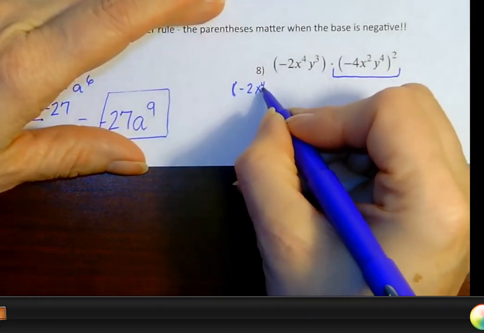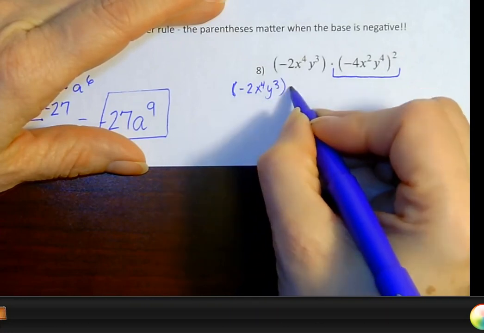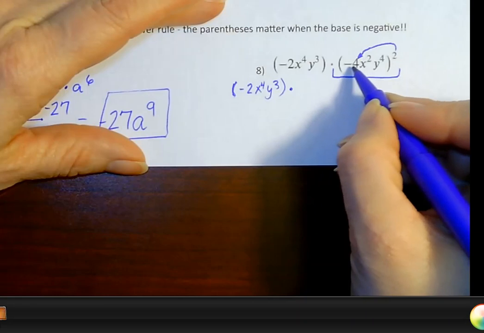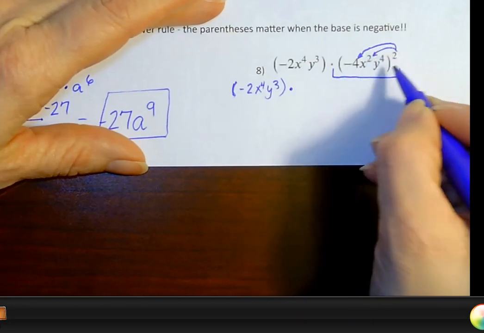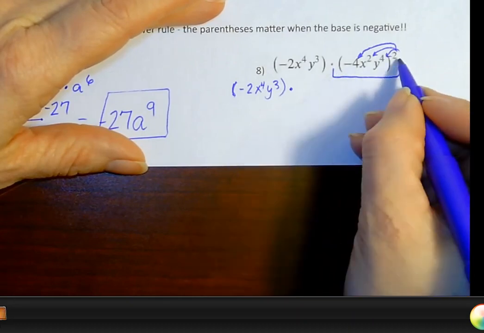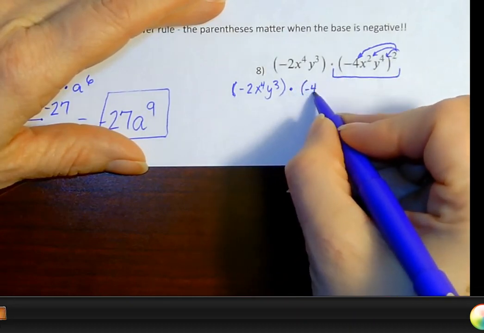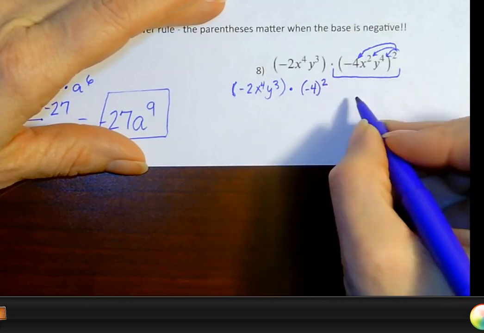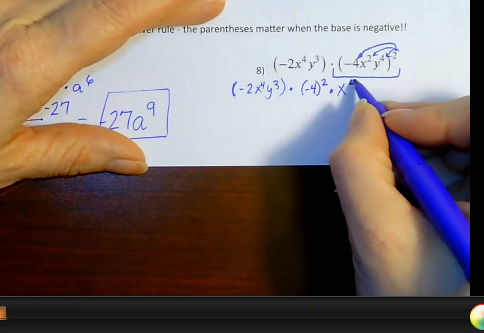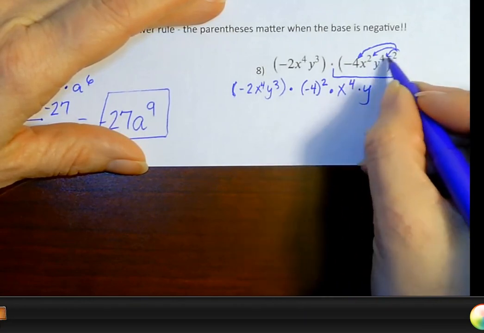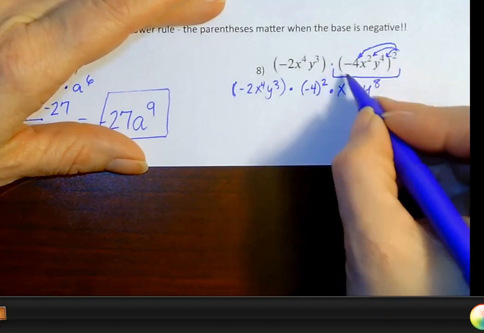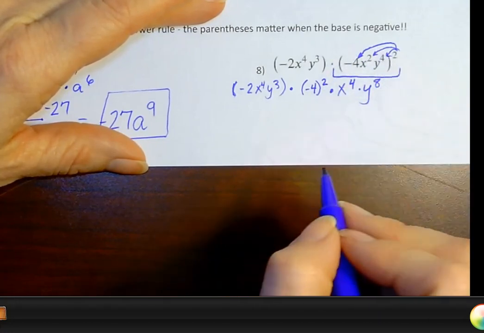Negative 2x to the 4th, y to the 3rd, times, let's get this 2 distributed. 2 goes to that negative 4, 2 goes to the x squared, 2 goes to the y to the 4th. Negative 4 to the power of 2. I'm going to write it out in parentheses just to show you that's what's happening. It is negative 4 to the power of 2 times x to the 2 times 2, so that's 4, times y to the 4 times 2, that's 8.